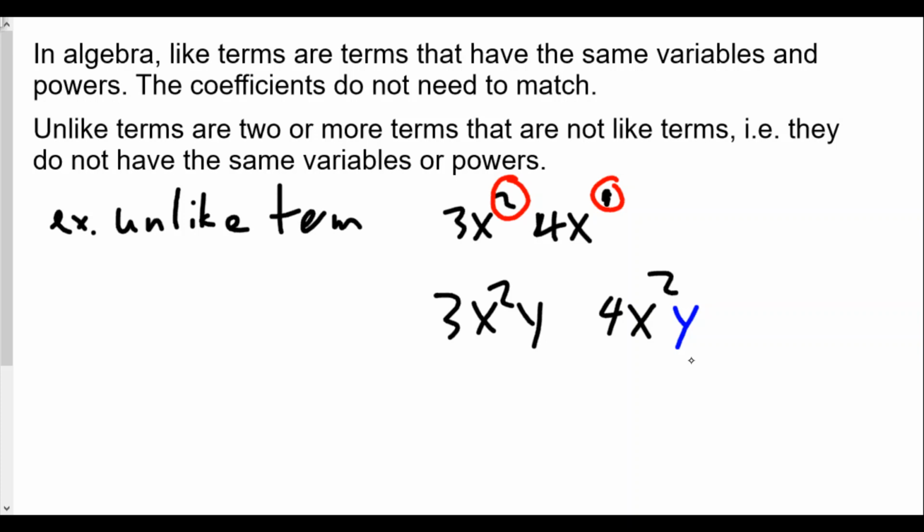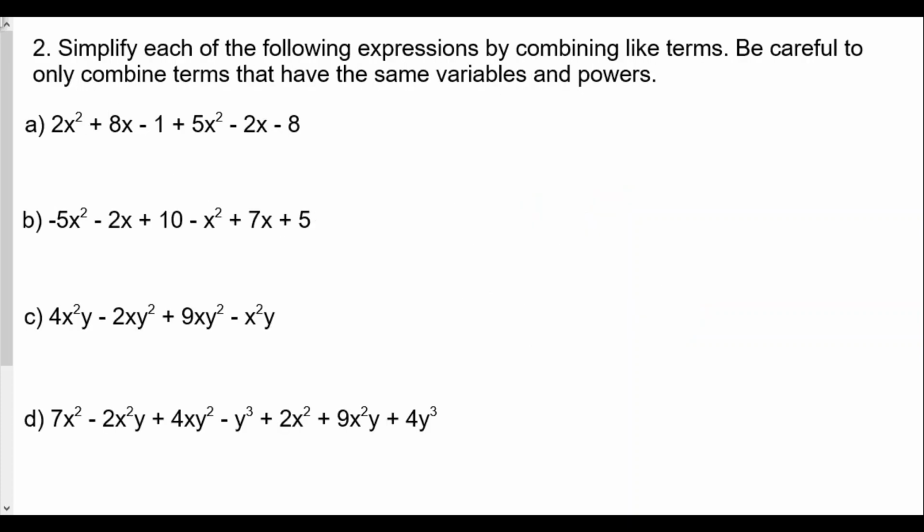Let's go back to our question number 2. In this case we have 2x squared plus 8x minus 1 plus 5x squared minus 2x minus 8. What I like to do is circle like terms together. Here I see a 2x squared and a plus 5x squared, and those 2 terms are like terms. I'll see a plus 8x and a minus 2x. Those are both like terms as well because they have the same variable x and the same exponent. And finally, I have the constants negative 1 and negative 8.